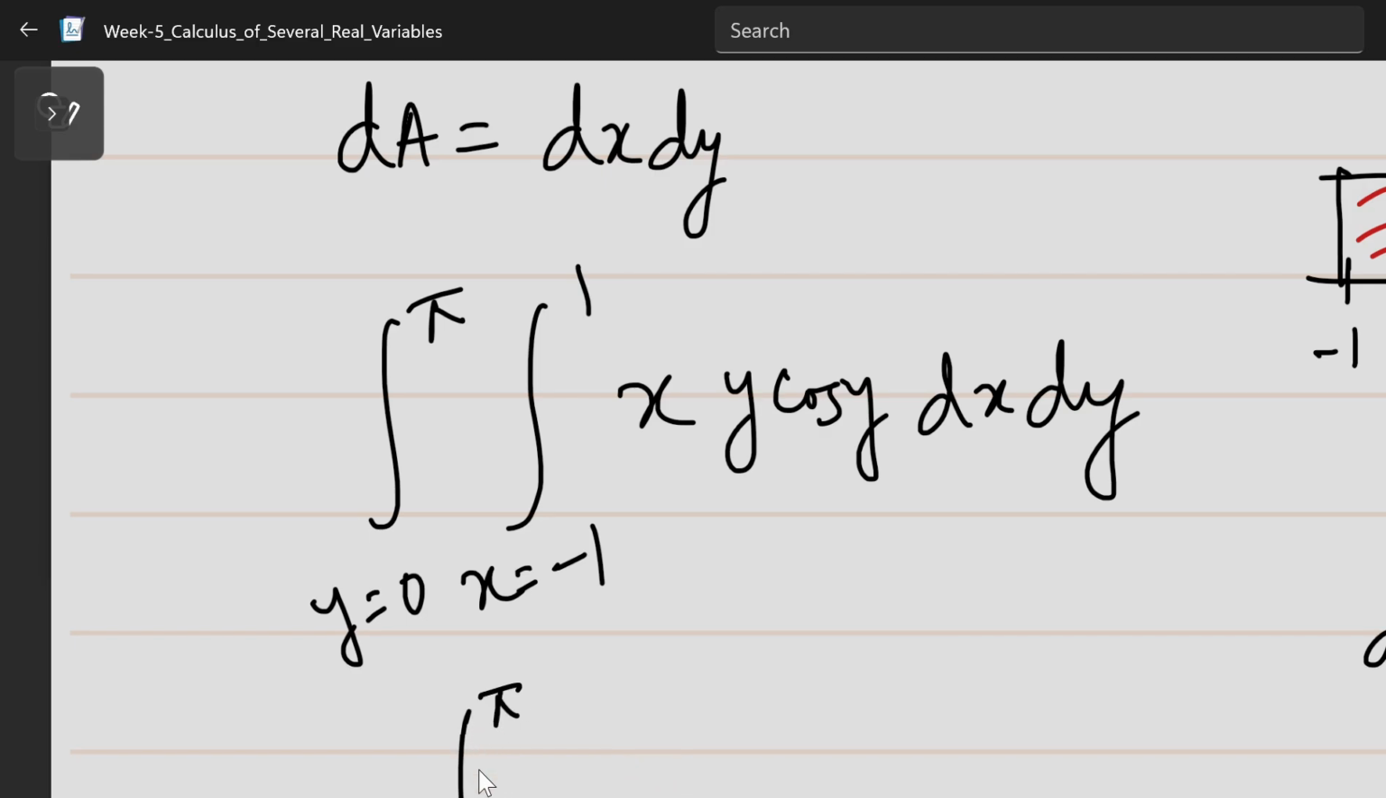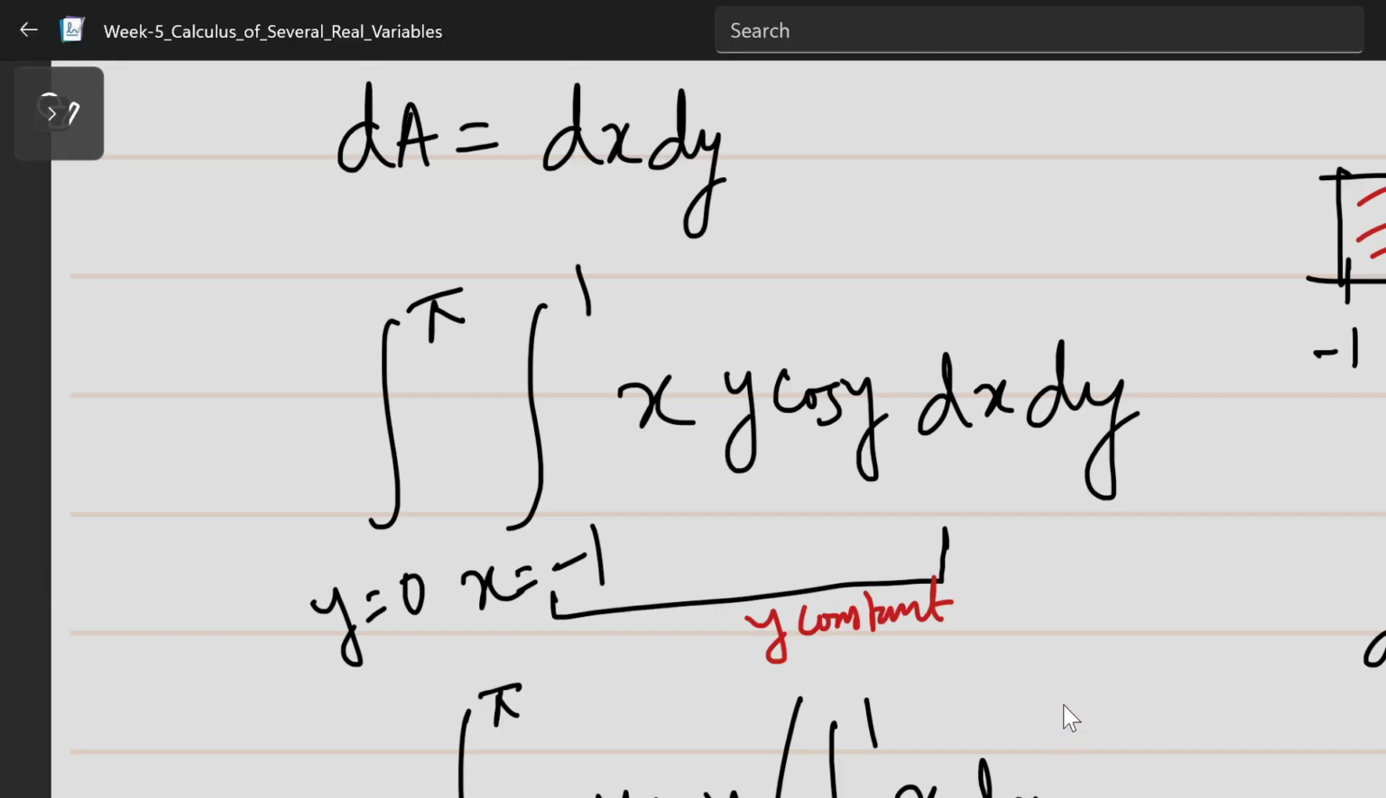I'm just treating y as constant in this integral. So y cos y will come outside, and the integral of x is half x square, right? By the way, what is the integral from -1 to 1 of x dx?